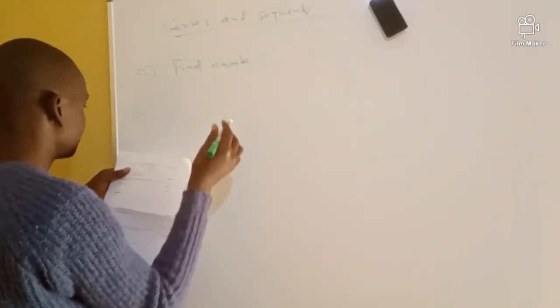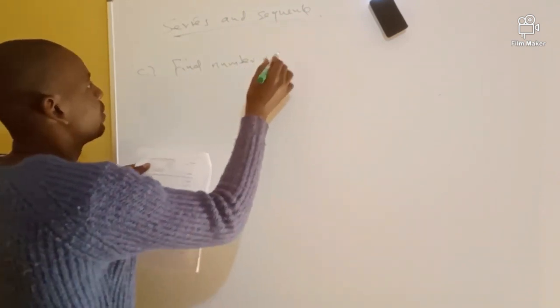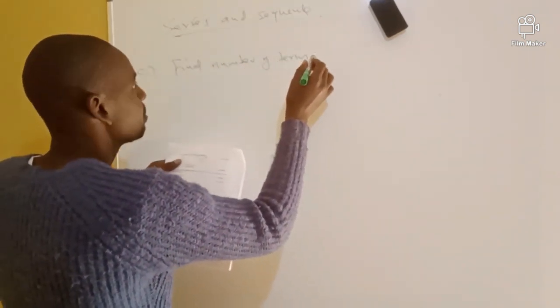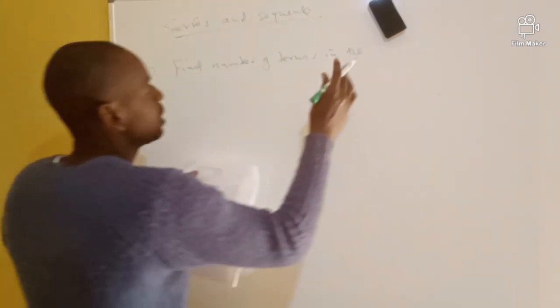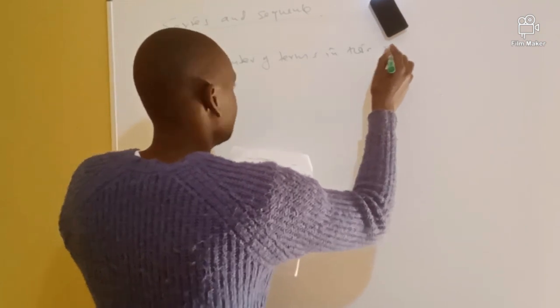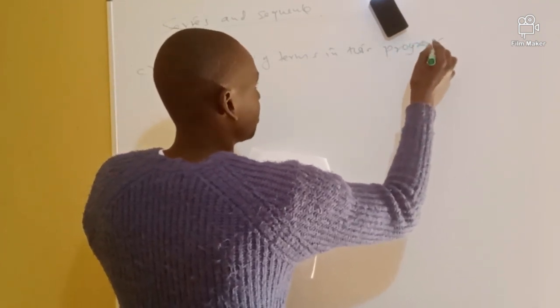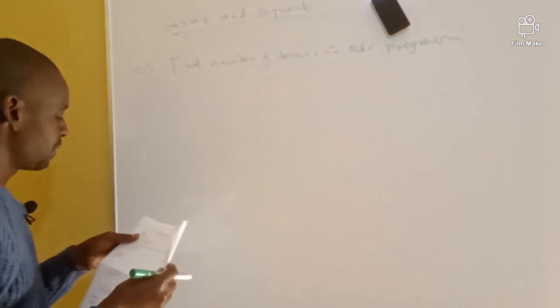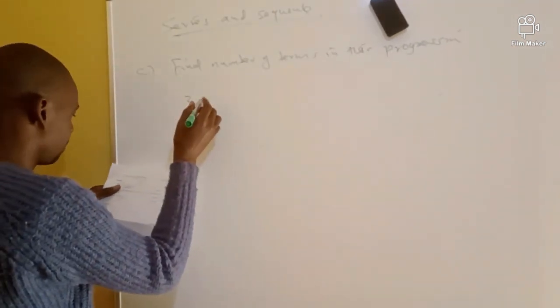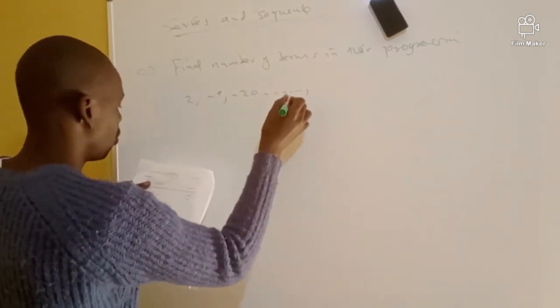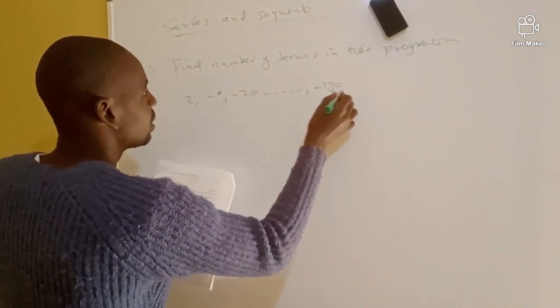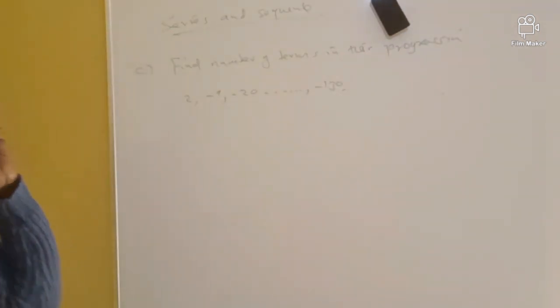The question is: find the number of terms in this progression. The sequence is 2, negative 9, negative 20, and so on, up to negative 130. So you're told to get the number of terms.